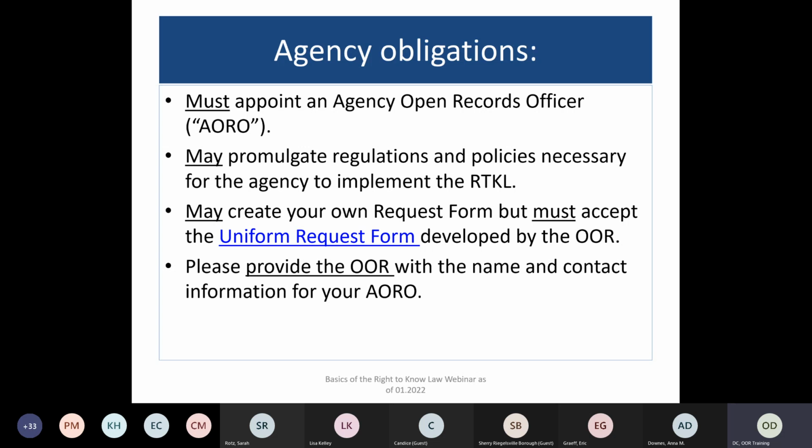There's not anything particularly unique about it. It's on our website. Many agencies will simply link to that, and that's fine. You can do that. But you must accept the state form if someone comes in with it.